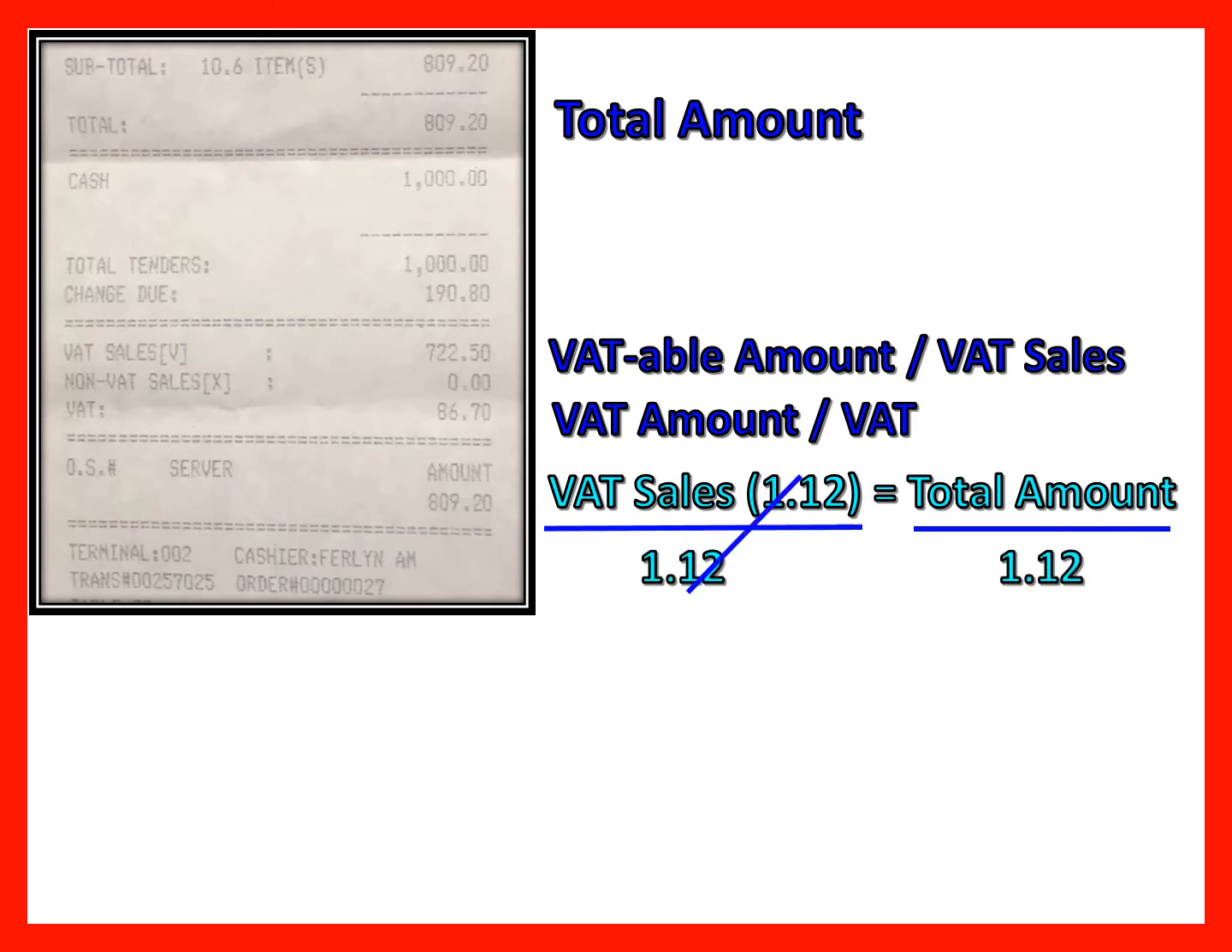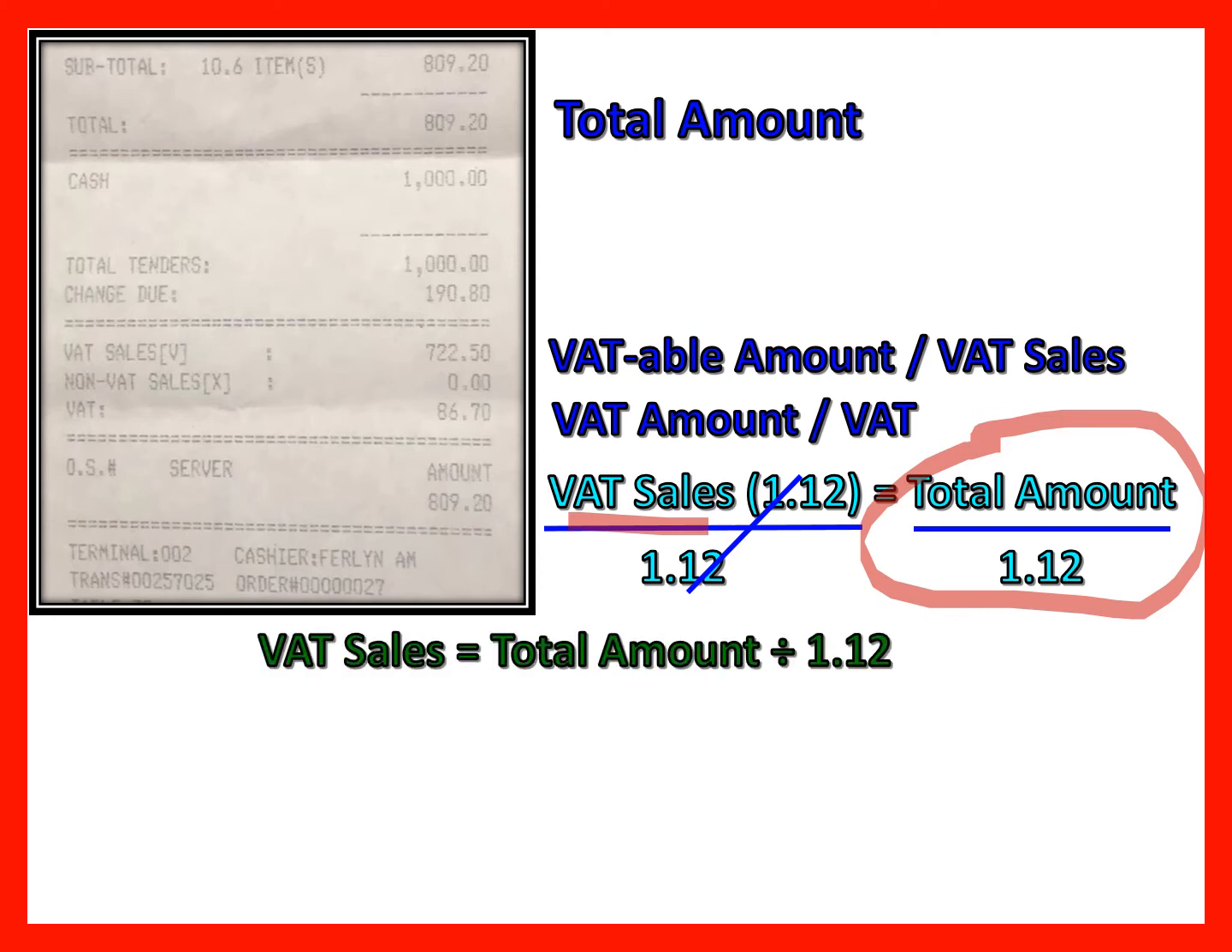So this will be cancelled. And what remains here is the VAT sales equals total amount divided by 1 and 12 hundredths. That is the new formula that we are going to use. Again, VAT sales equals the total amount divided by 1 and 12 hundredths. So let us substitute the values to this formula.